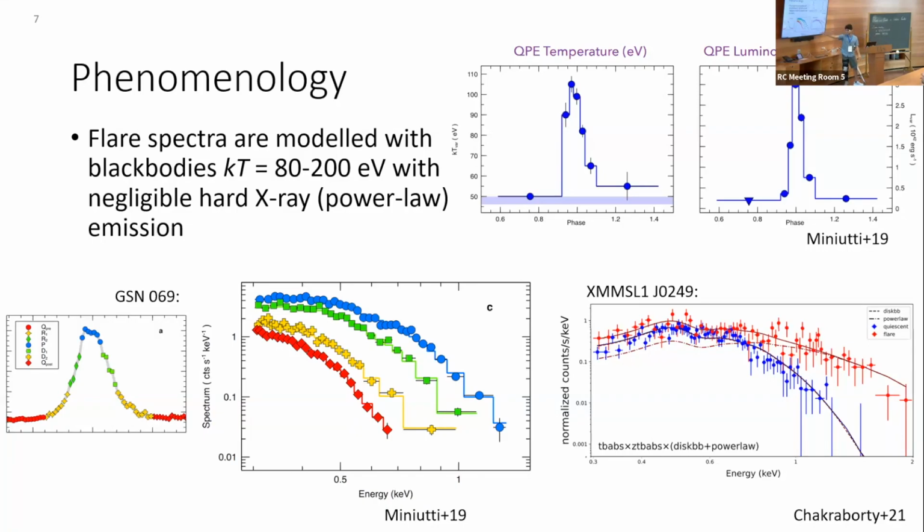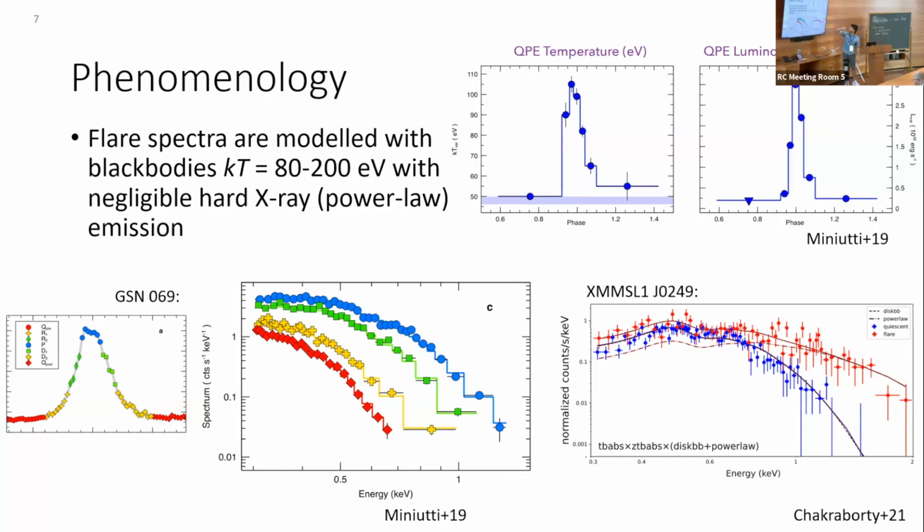So on the bottom left, I have the spectral evolution of GSN 069, and in quiescence, which is the red, there's a very soft black body slope, and this smoothly varies up to a harder black body temperature of I think around 100 to 150 electron volts in this source. And then this smoothly varies back down as the flare subsides. And this evolution is shown in the top right, with the flare profile itself, and then how the temperature varies along with that.